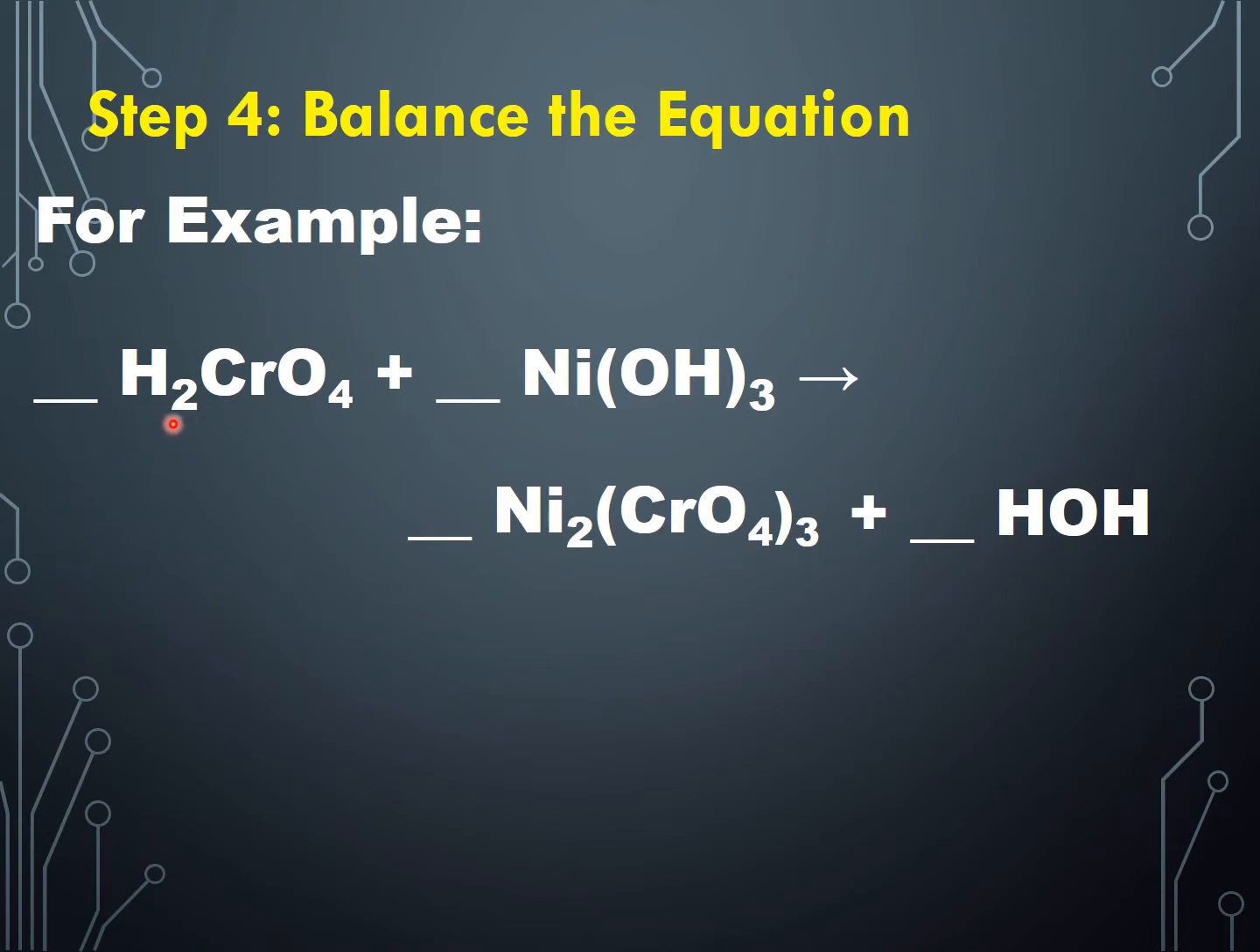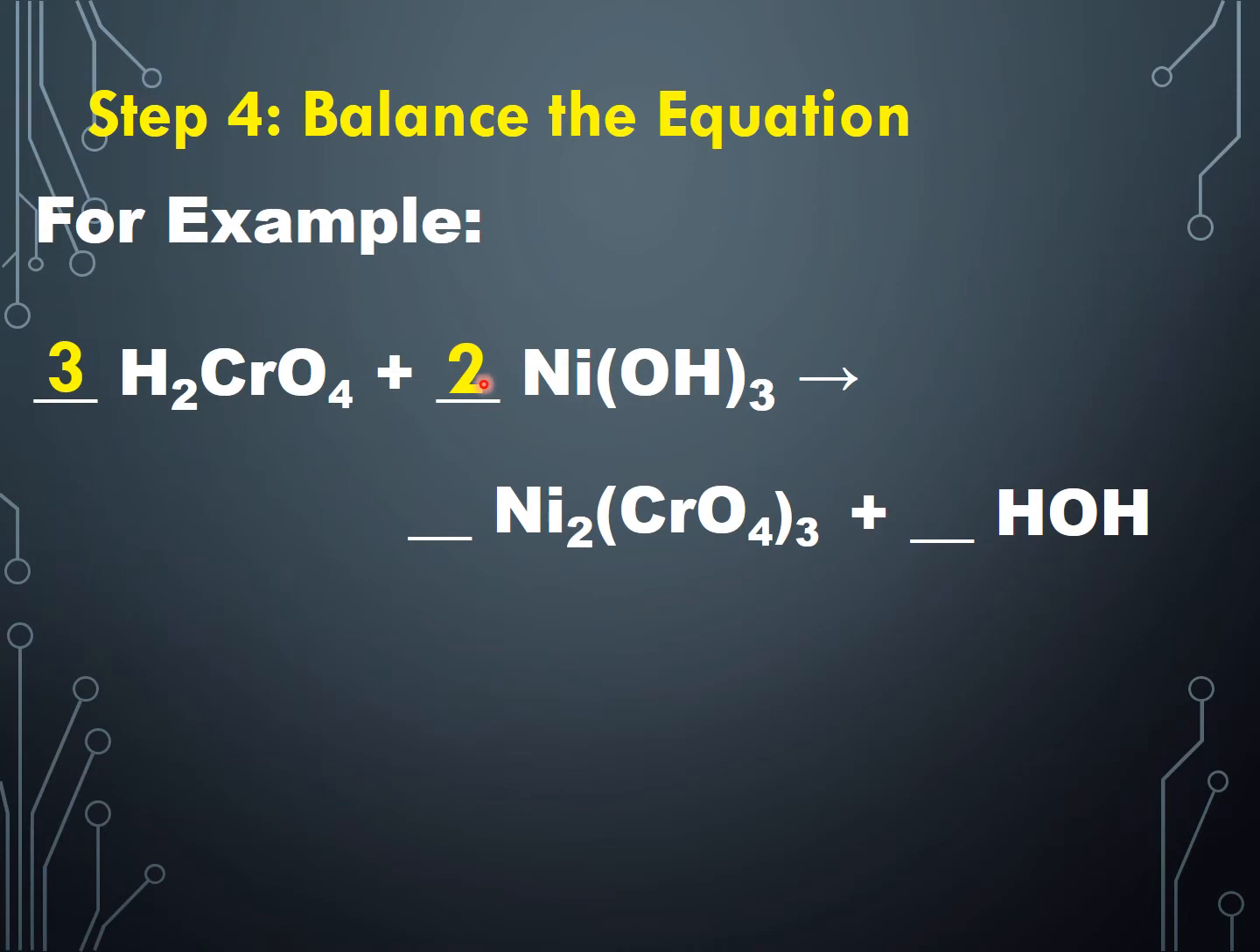But here I've got two hydrogens and three hydroxides. So since I can't make a 2 into an odd number, and I can make a 3 into an even number, I'm going to make this 3 into an even number by multiplying this compound by 2. I put in a coefficient. So now I have 2 times 3 hydroxides, so I have a total of 6 hydroxides. I need to have 6 hydrogens. I can't change the subscript, but I can multiply this by 3, and now I have 6 hydrogens. So I have 6 hydrogens, and I have 6 hydroxides.